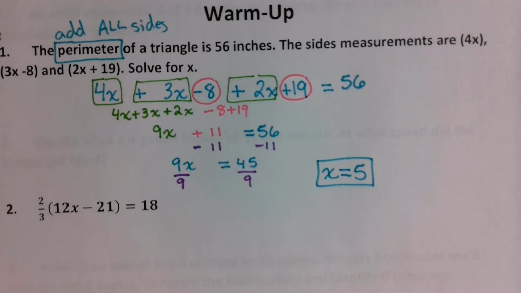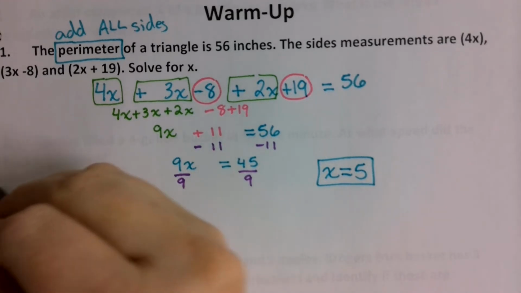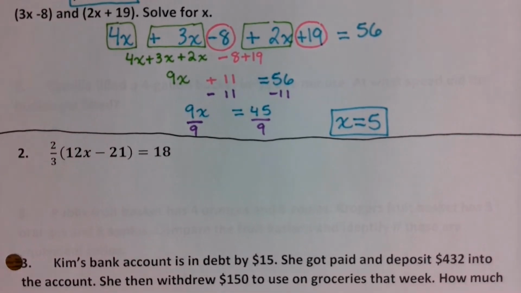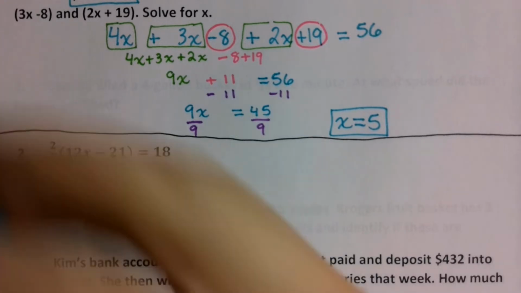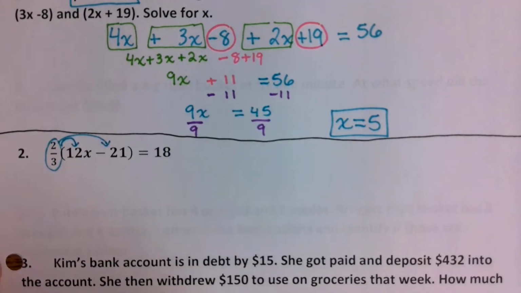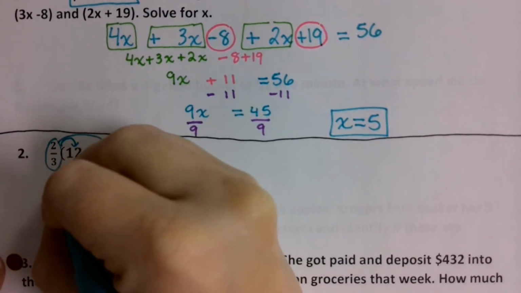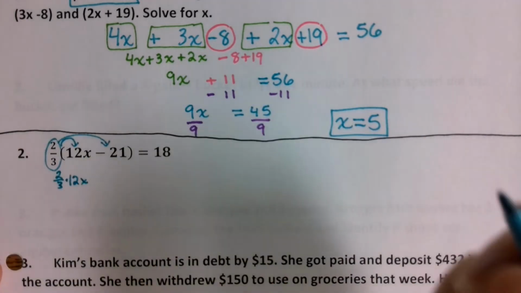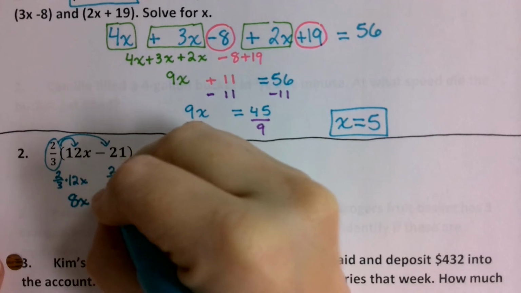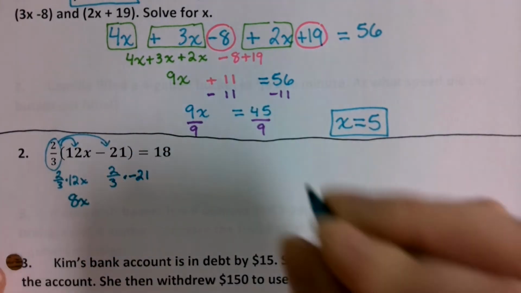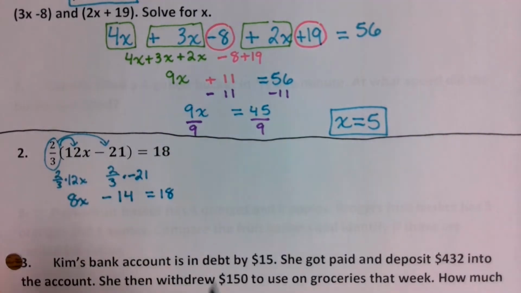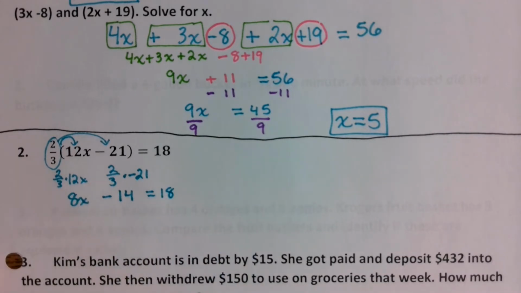Okay, for problem number 2. Problem number 2, the first thing that we're going to want to do is what? In order to solve, the first thing that we need to do is what, Daniel? Distribute. We need to take this 2/3 and we're going to multiply it by 12x, and we're going to multiply it by negative 21. Okay, if I do 2/3 times 12x, that's going to give me 8x. And if I do 2/3 times negative 21, that's going to give me a negative 14. And the whole thing is set equal to 18. So we have 8x minus 14 is now equal to 18.